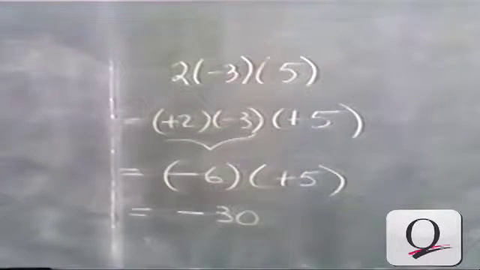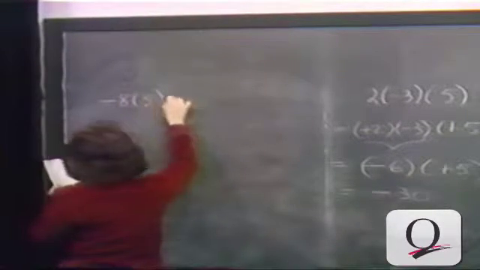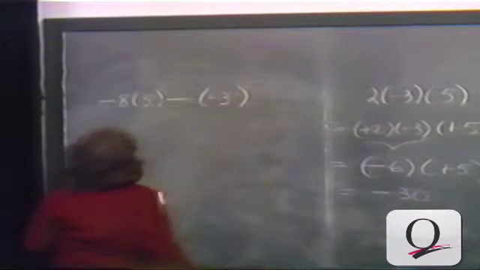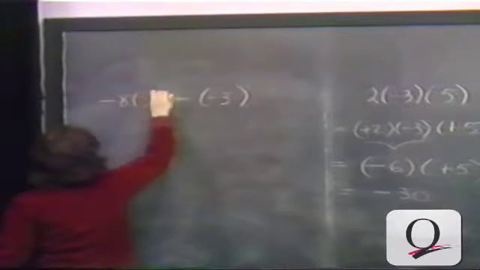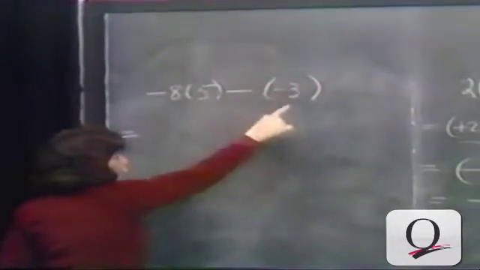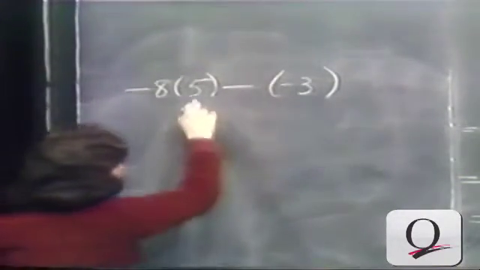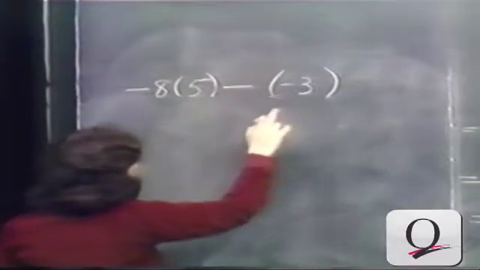Let's try one more problem, and then we'll move on to division of signed numbers. Minus 8 times 5, take away a minus 3. Now, it's very important that you remember the order of operations. We will perform this multiplication first, then the subtraction. Multiplications and divisions come before additions and subtractions. Resist the temptation to jump right in here and say 5, take away a minus 3. First the multiplication, and then the subtraction.